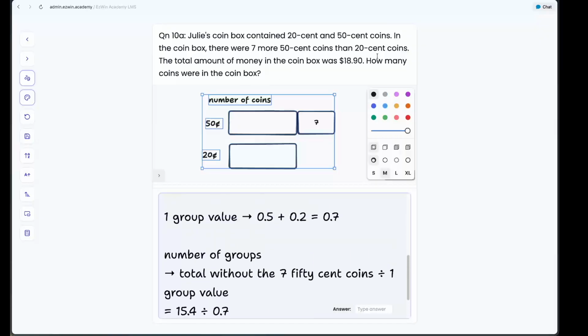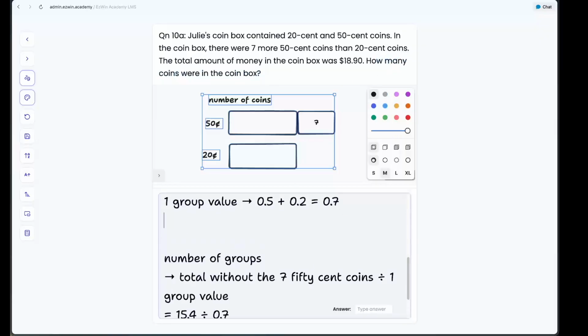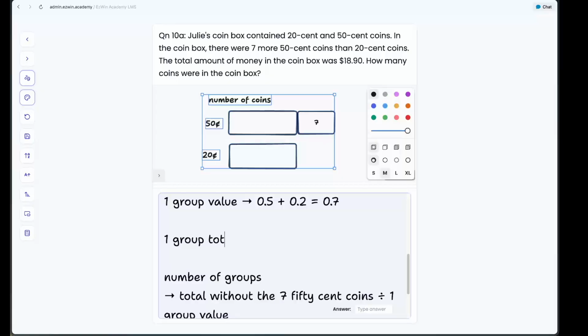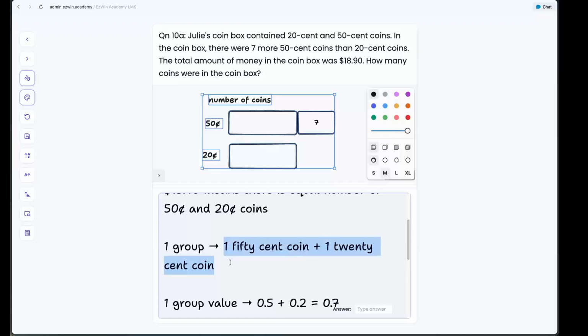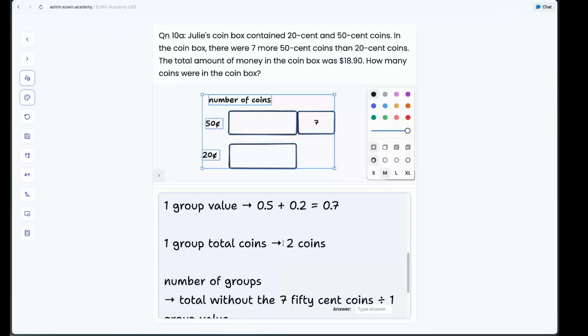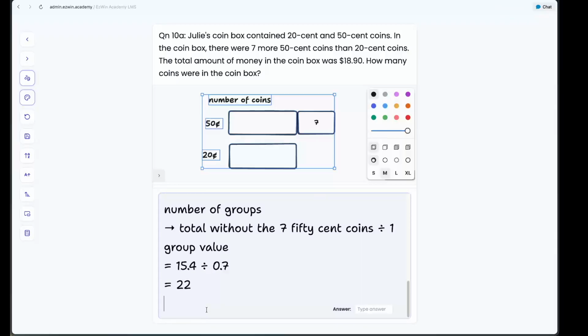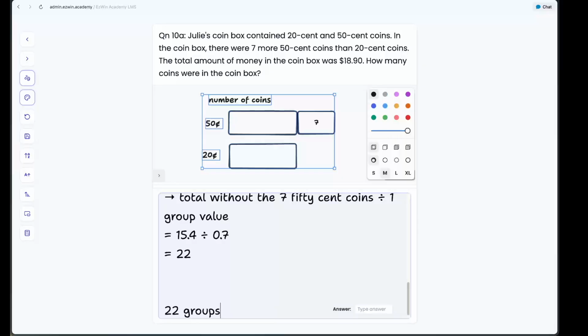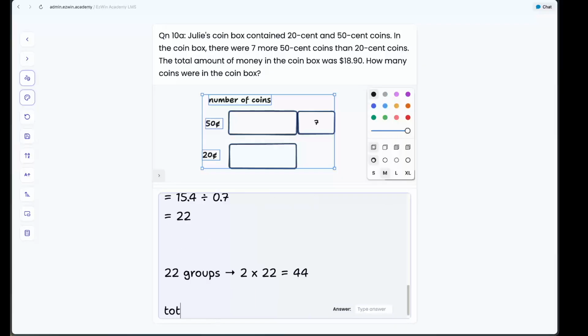So we want to find the number of coins in the coin box. One group's total coins is equal to 2 coins, right? Which is one 50-cent coin plus one 20-cent coin is 2 coins. So 22 groups will then be equal to 2 times 22, equal to 44. The total would then be 44 plus 7, and this will give us 51. Okay, so the answer is a total of 51 coins.